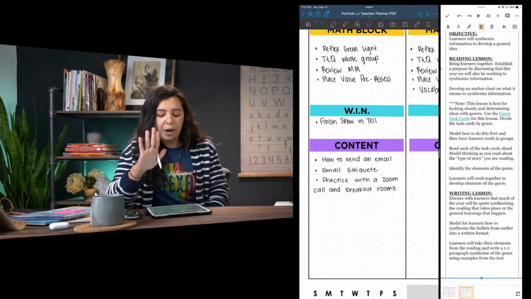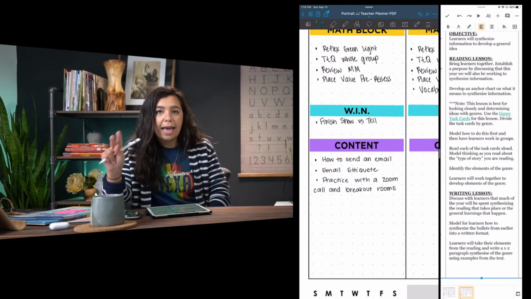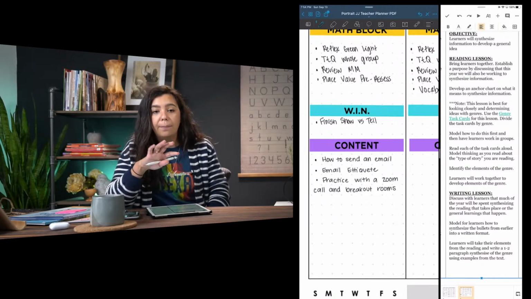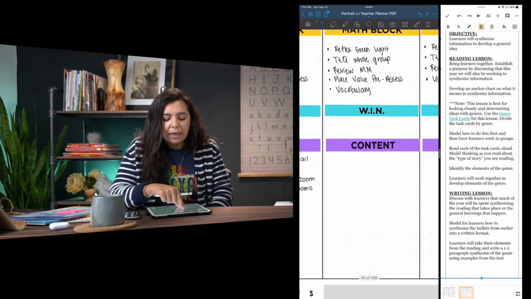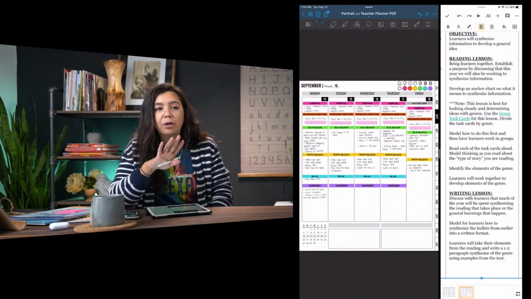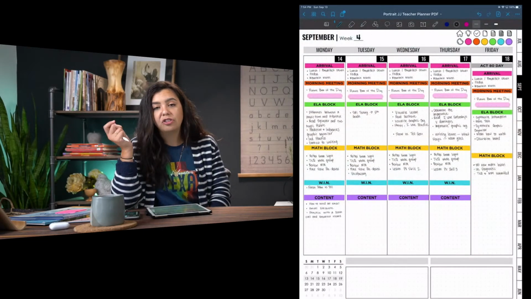Tomorrow, what I need to do is we're going to talk about sending an email. So we're going to talk about email etiquette, and then we're going to practice another Zoom and another breakouts piece. For the rest of the week, I honestly have no idea. I'm a last minute person. I'm last minute Nancy, I feel like half the time, and that's just the way I roll.